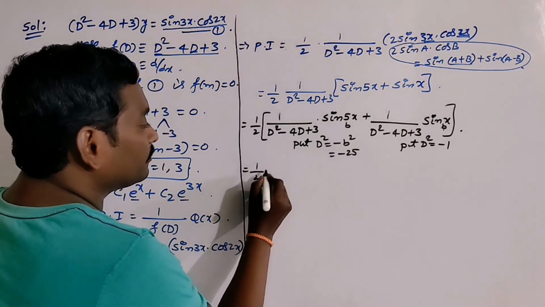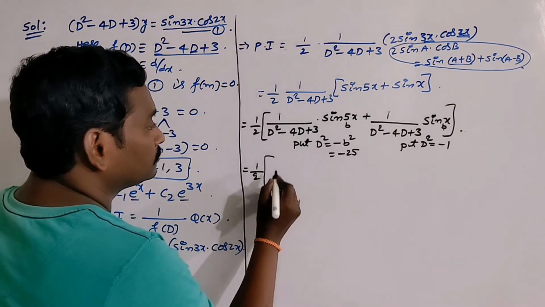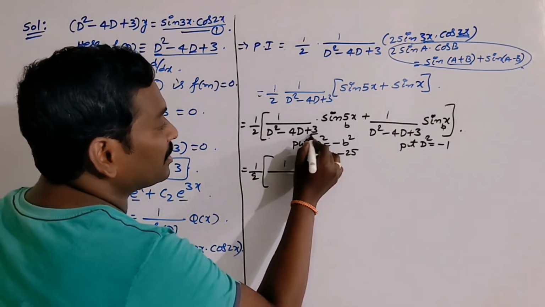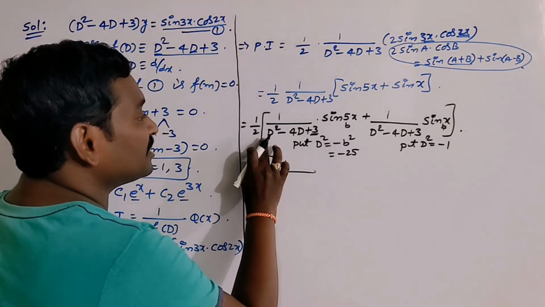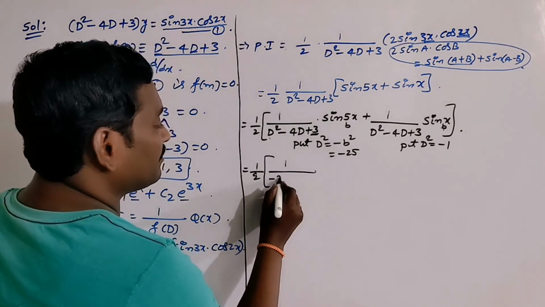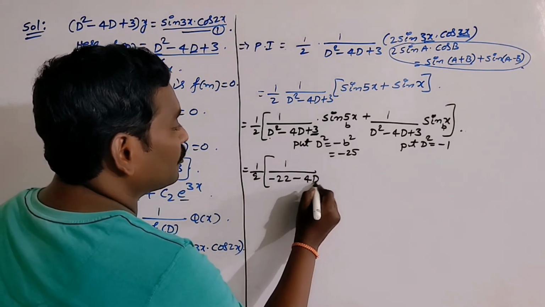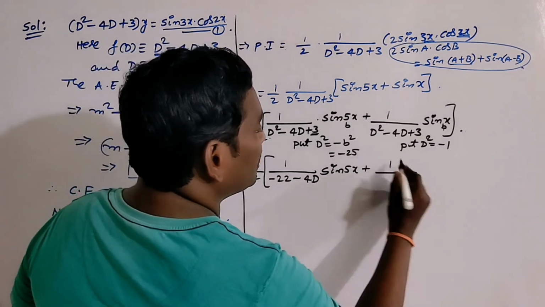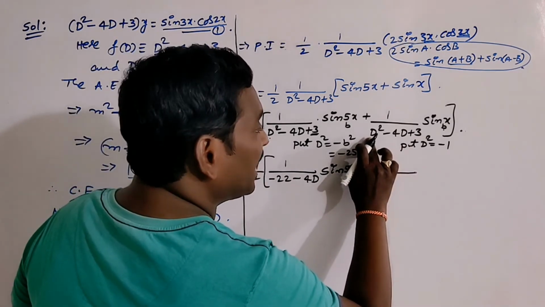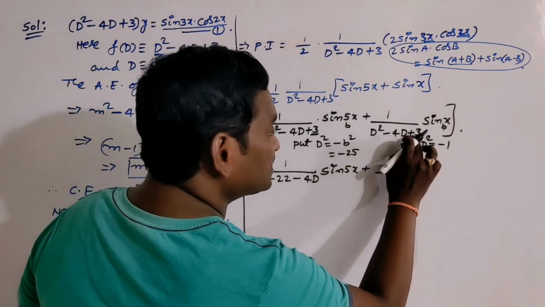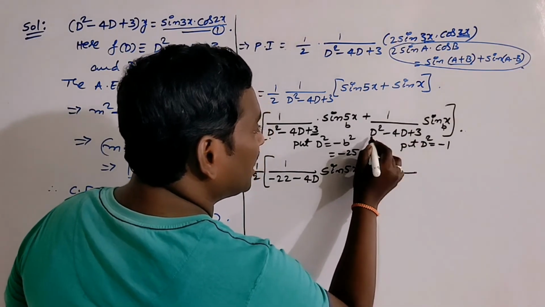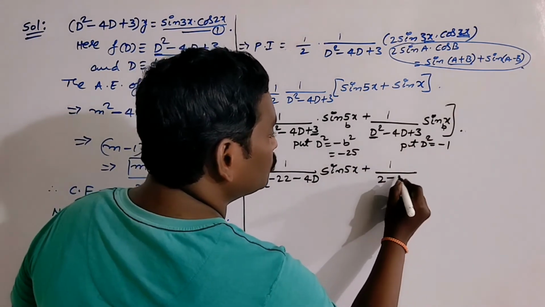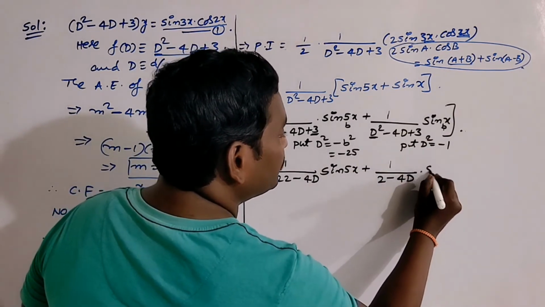So half into 1 by, what is D squared? Minus 25. But already constant is 3 here. Minus 25 plus 3, it would be minus 22 minus 4D into sin 5x. Plus, here D squared is minus 1. Minus 1 minus 4D plus 3. Already 3 is there, and I am replacing D squared as minus 1. 3 minus 1, it would be 2. 2 minus 4D into sin x.